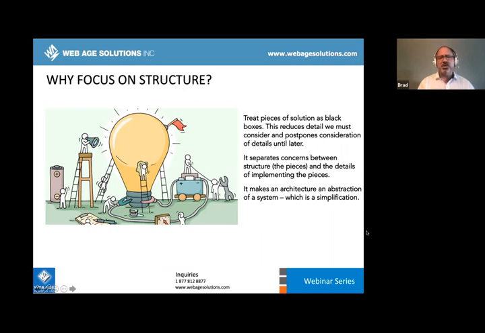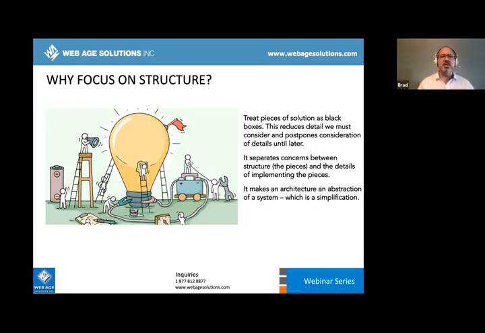We focus on structure because we want to be able to treat those pieces of a solution, those components, effectively as black boxes. If I can treat a component as a black box, I don't have to understand what's going on inside it. That reduces the amount of detail that I have to think about. Now, it doesn't mean that detail goes away. It means I can put it off for now. And at some later date, I'll open up the box and I'll see what's inside and reason about it. But until then, I can put it off and think about the bigger picture.